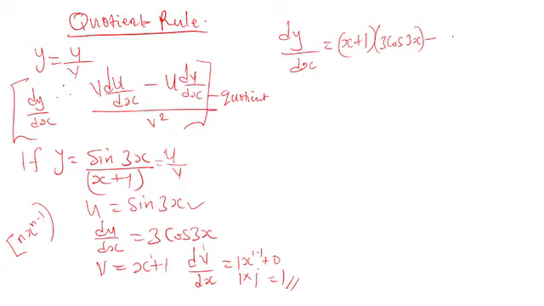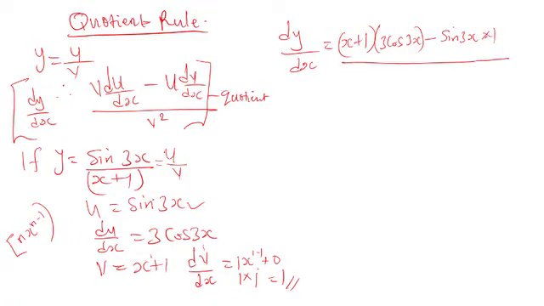u is sine 3x. You put it down here, sine 3x. Then what else? dv/dx. dv/dx is 1, so this is times 1, which is the same thing as sine 3x. Now we go further by putting all over.